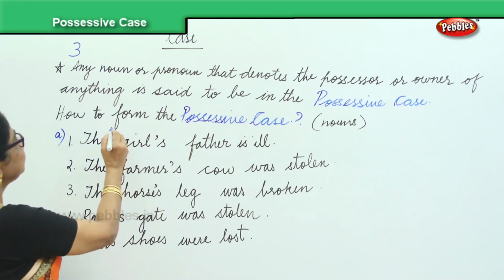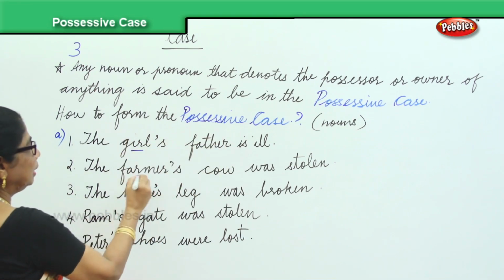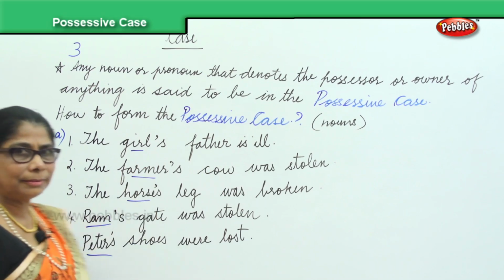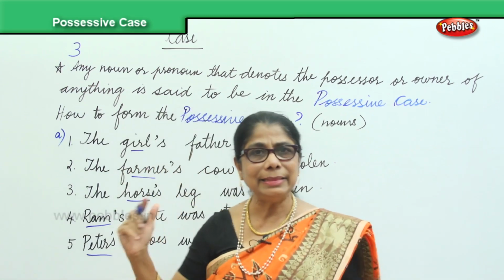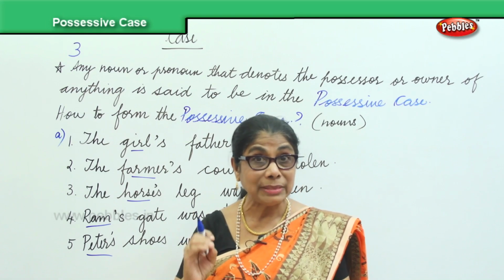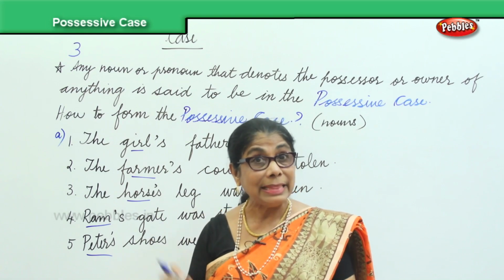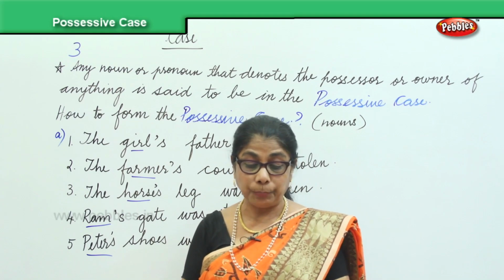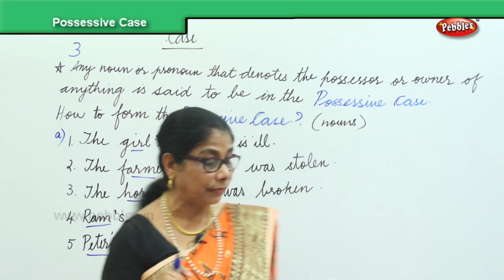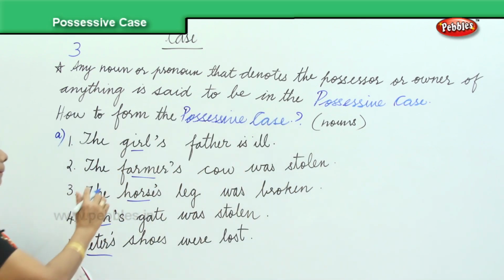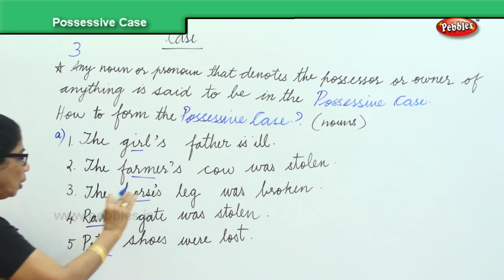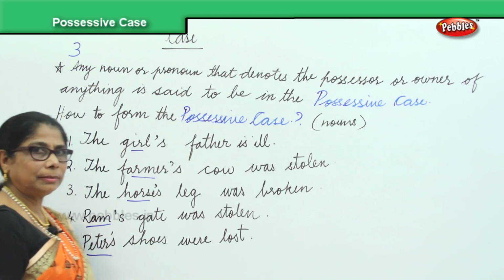What are the nouns here? We are looking at the nouns girl, farmer, horse, Ram, Peter. Look at the nouns in these 5 sentences. We are examining the nouns in the possessive case in these 5 sentences. Now, the nouns in the possessive case are in the singular number. One girl, one farmer, one horse, one Ram, one Peter.